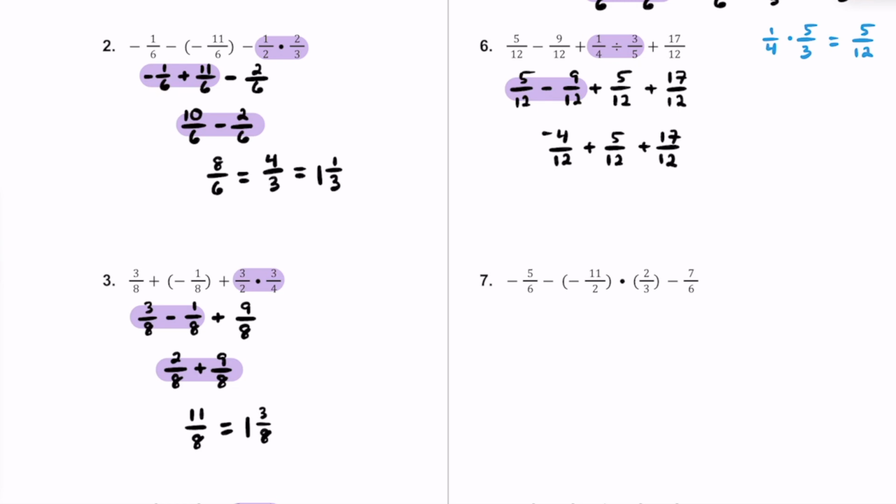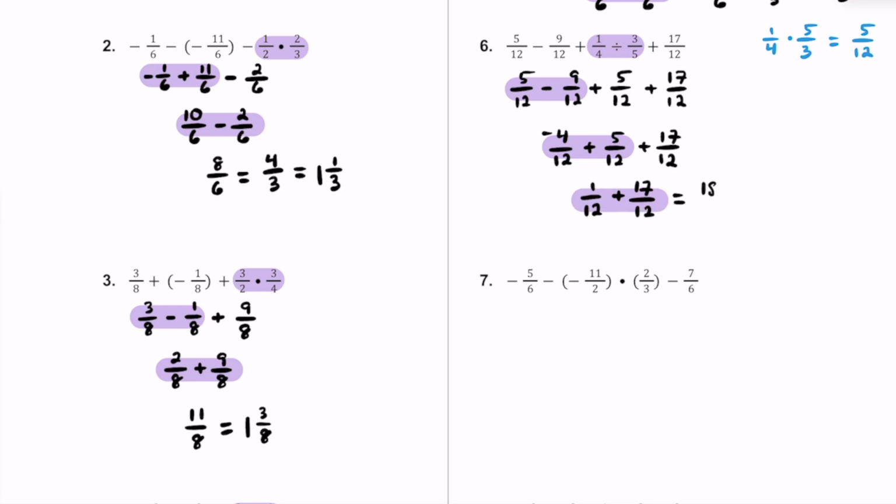Between the two addition problems here, just go left to right. So we have -4/12 plus 5/12. That's going to be positive 1/12. So we have 1/12 plus 17/12 here. Adding these two together, we're just going to get 1 plus 17. That's going to be a total of 18.